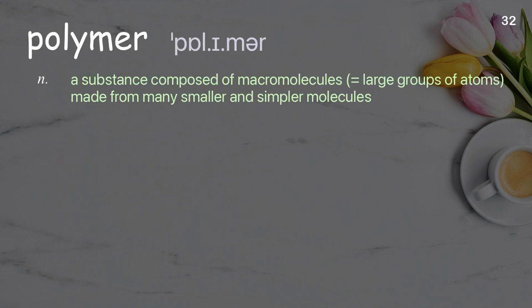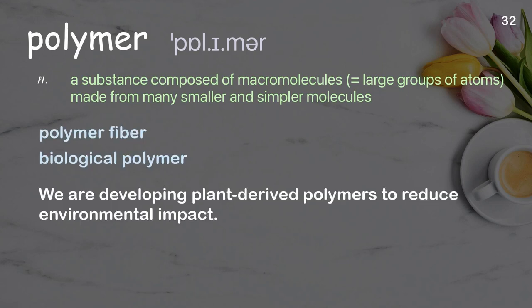Polymer. A substance composed of macromolecules, meaning large groups of atoms made from many smaller and simpler molecules. Examples. Polymer fiber. Biological polymer. We are developing plant-derived polymers to reduce environmental impact.